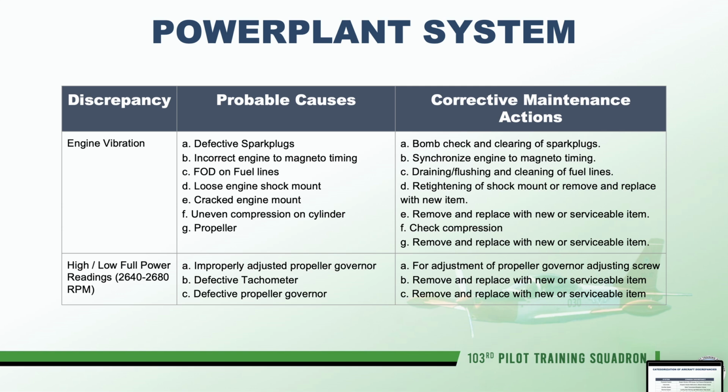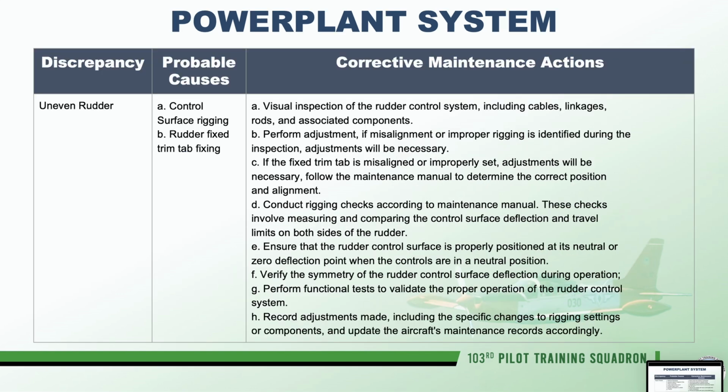Similarly, high or low full power RPM can be caused by an improperly adjusted or defective propeller governor. The corrective action involves adjusting the propeller governor screw to the specified range, or replacing the governor entirely if it's defective. Always consult the engine manufacturer's specifications when making these adjustments. Following these detailed steps ensures a thorough and accurate diagnosis, leading to effective and safe repairs.